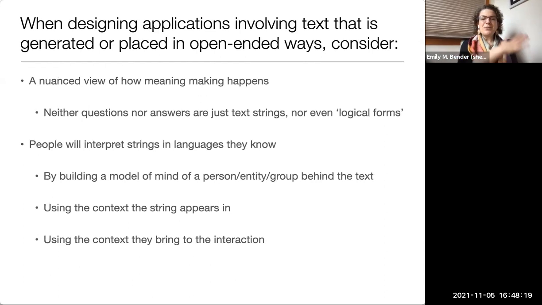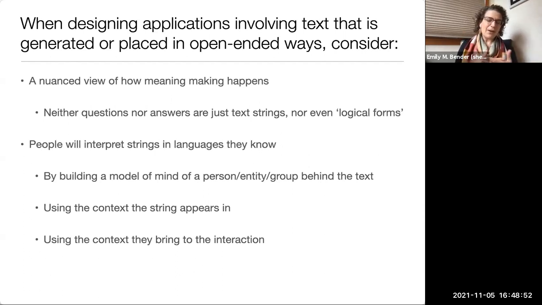Okay, we are done with the problems, and now on to thinking about what can we do to do this better. And I don't have specific answers, but I have things to consider that I think can help us get to answers. So when we are designing applications involving text that is generated or placed in open-ended ways, we should be considering a nuanced view of how meaning making happens, keeping in mind that questions and answers aren't just text strings or even just logical forms, but actually part of a richer communicative system.